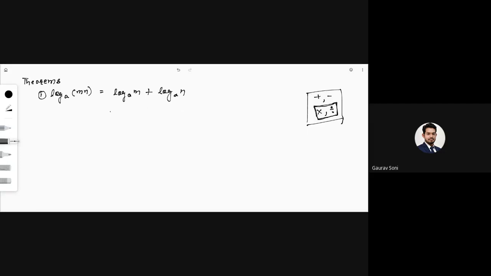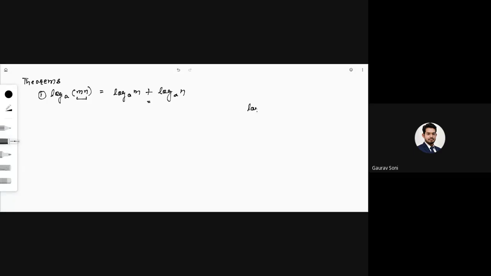If you see the left hand side, there you are multiplying, whereas on the right hand side there is addition. So what log says is that instead of multiplying, you add. Okay, that's what it does. So the first theorem is log to the base a of the product of two numbers will be equal to log of the first number plus log of the second number. How do we prove it? I will give you the proof for one theorem. Others you can try on your own.